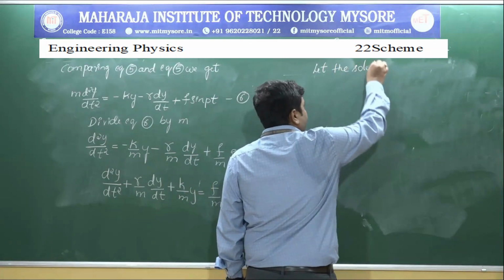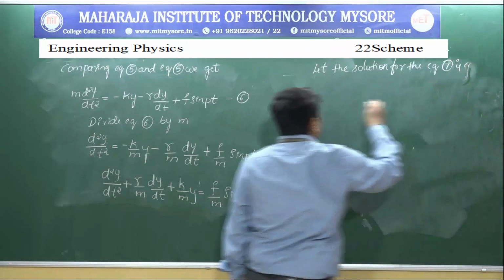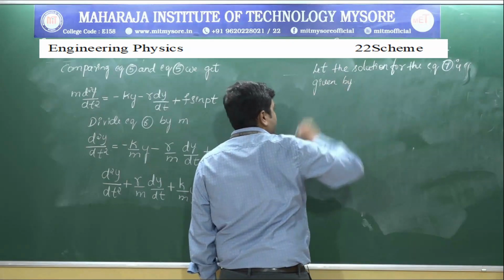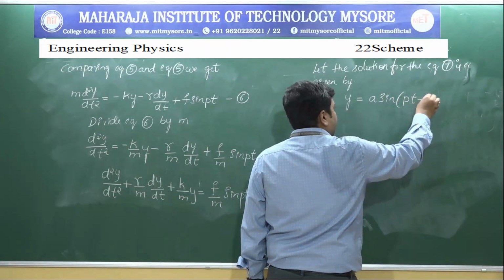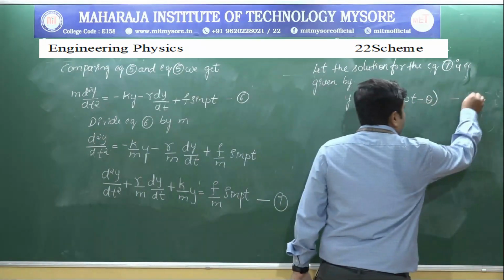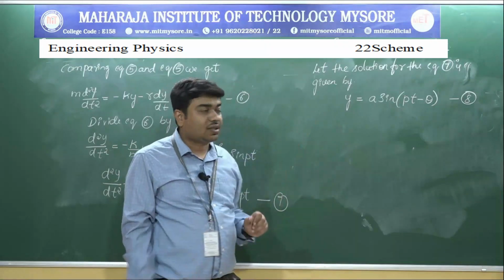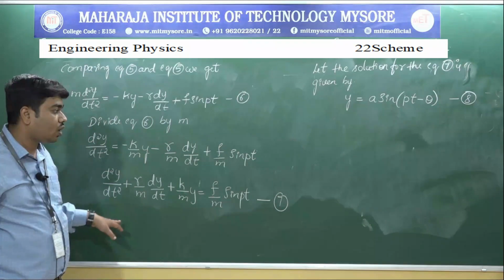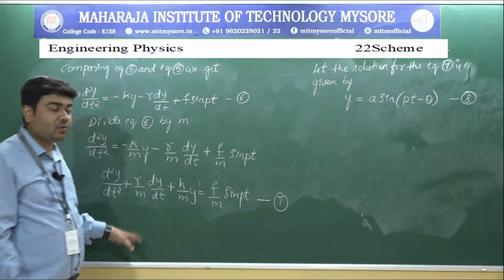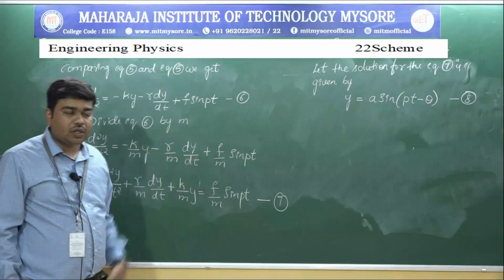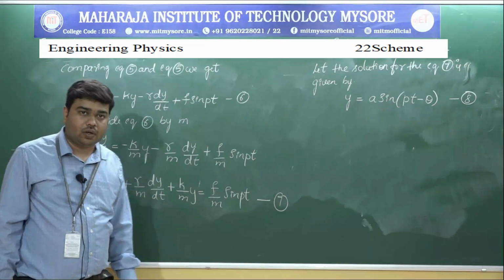The solution for equation 7 is given by y is equal to a sine (pt minus theta). We'll call this equation 8. Since we have assumed the solution as y is equal to a sine (pt minus theta), we have to find the amplitude as well as the phase difference for this differential equation of forced oscillation. So we have to go on differentiating equation 8 so that I can substitute those values in this differential equation of the forced oscillation, and later we'll be able to find the solution.